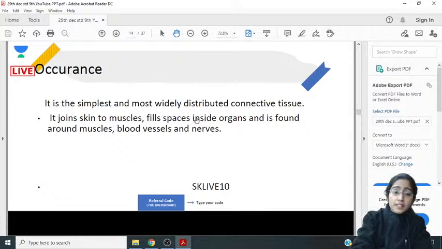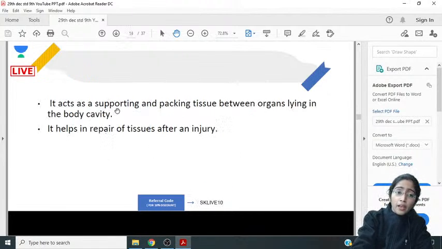It is the simplest and most widely distributed connective tissue. It joins the skin to the muscle and fills the space inside the organ. Between the different organs it is present, and found around the muscles, blood vessels and nerves. It acts as a supporting and packaging tissue between the organs lying in the body cavity. It helps in the repair of the tissue after the injury.